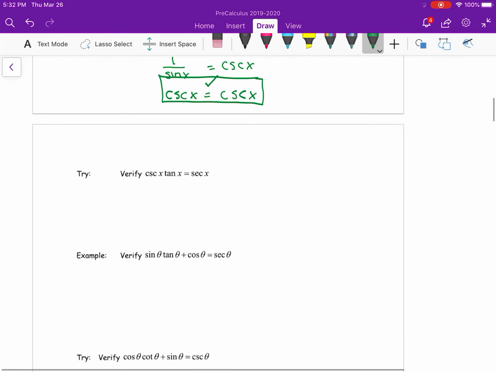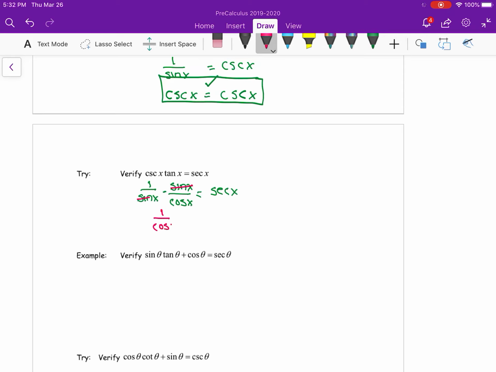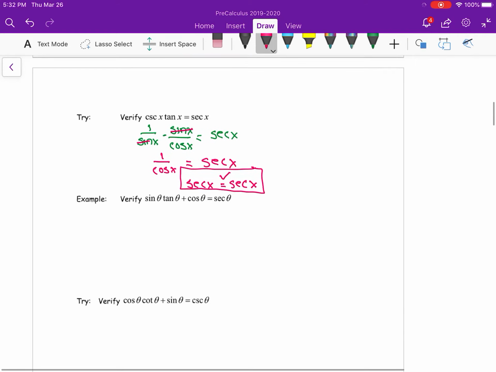All right, so if we try this example, cosecant is 1 over sine x, tangent is sine x over cosine x, and we're trying to prove that that is secant x. Just like in our previous example, here the sines cancel and we're left with 1 over cosine x. And we're asking, does that equal secant x? And it does. Secant x equals secant x. So that's good. That's what we're trying to prove. This goes back to geometry when you learned about proofs and how everything there worked. All right, same thing here.